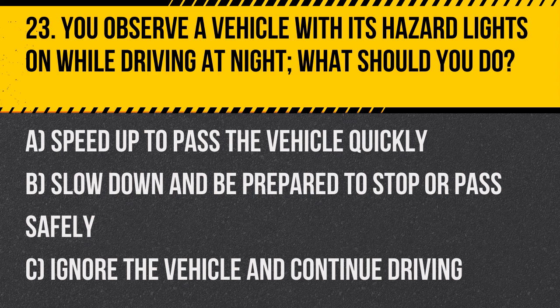Speed up to pass the vehicle quickly. B. Slow down and be prepared to stop or pass safely. C. Ignore the vehicle and continue driving. Answer B. Slow down and be prepared to stop or pass safely. Hazard lights indicate that the vehicle may be experiencing problems.